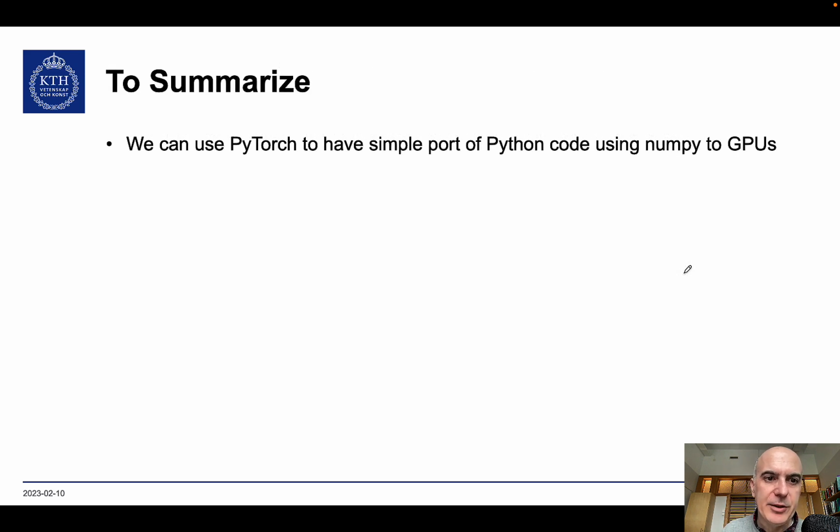This is the last slide. So to summarize, we saw how to use PyTorch to have a simple port of a Python code using NumPy for a GPU. So we start from NumPy code, and then we import PyTorch and readily use the GPU system.